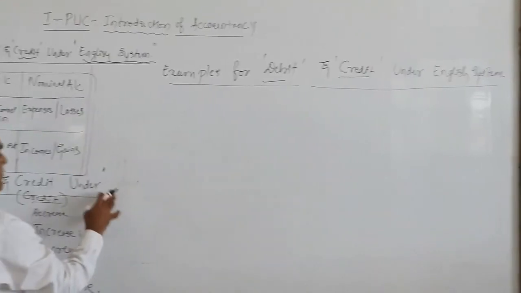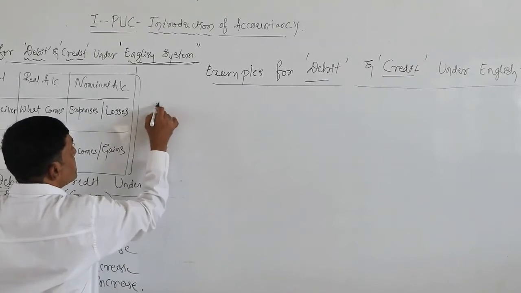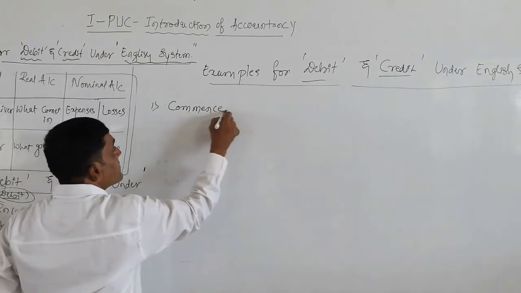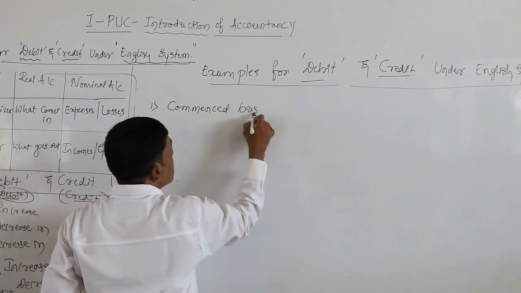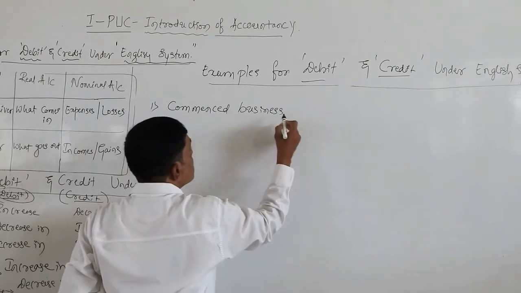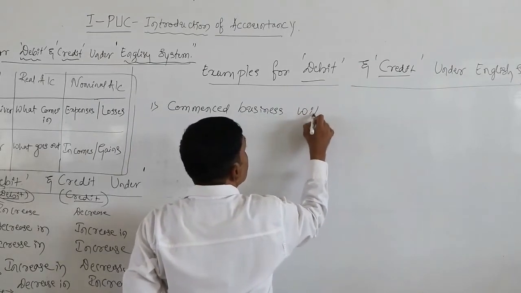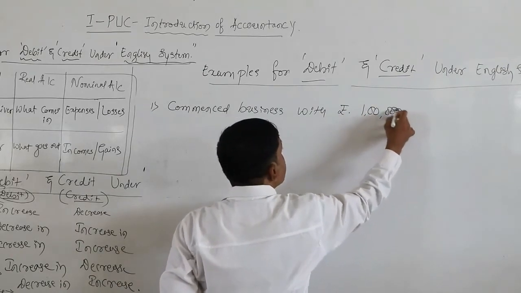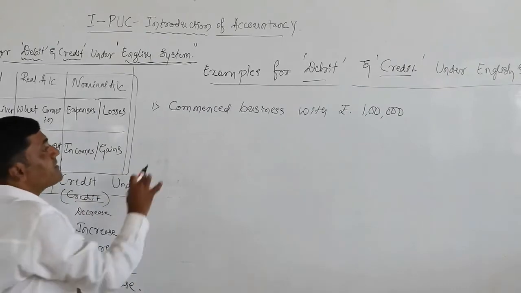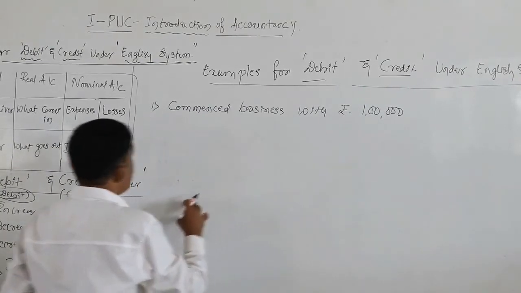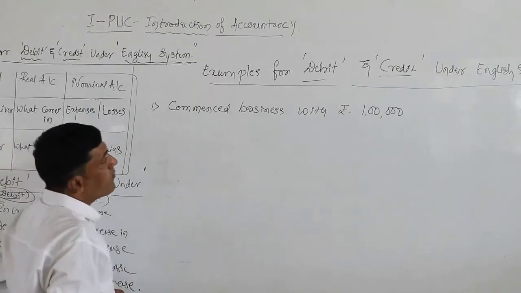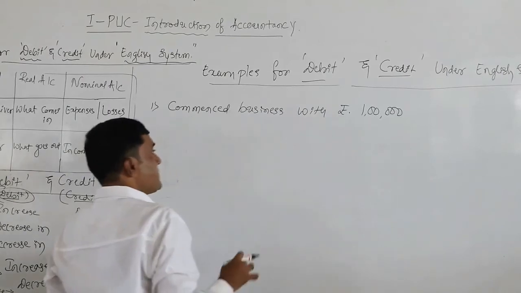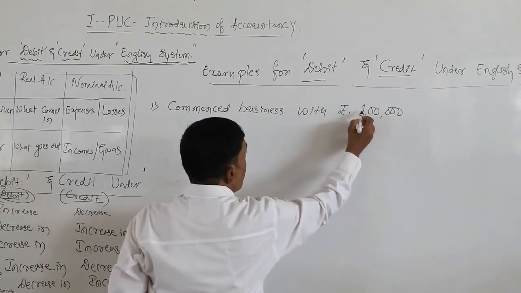So let us see one example. The first one is: commenced a business with rupees 1 lakh. What does it mean? Commenced business with rupees 1 lakh means started business with rupees 1 lakh. Or you can say the owner has started his business by investing rupees 1 lakh.